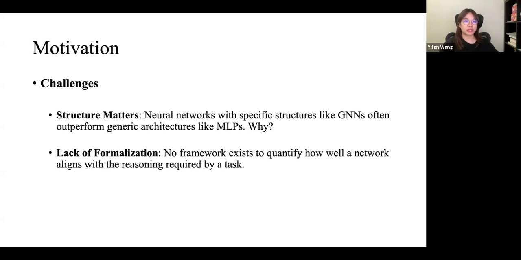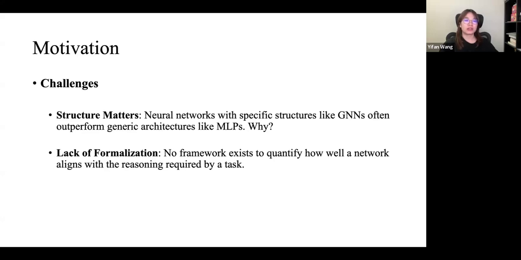Next, let's consider the importance of the neural network structure. Neural networks with some specific structure, like the graph neural networks mentioned previously, always outperform more generic architectures like MLP, especially in relational reasoning tasks. This observation raises a key question. Why do graph neural networks succeed, but MLP fail? What makes graph neural networks more suitable for tasks like shortest path or relational comparison?